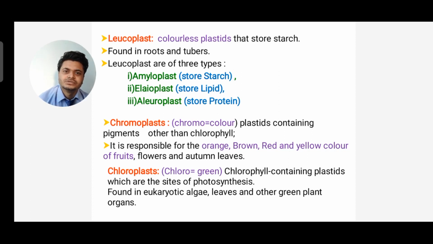So your basics have to be clear. Plastids are of three types: leucoplast, chromoplast, and chloroplast. Under leucoplast, you have amyloplast, elaioplast, and aleuroplast.